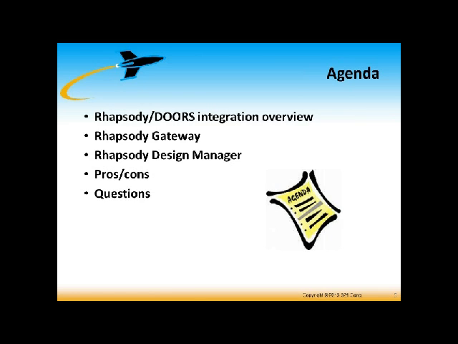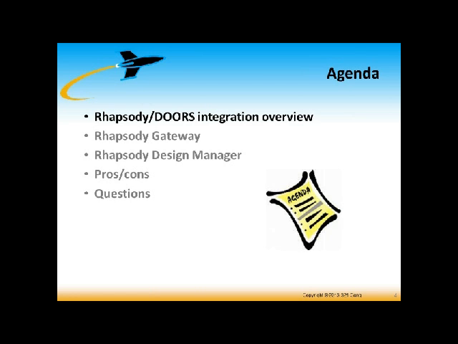And then we'll go into Gateway specifically on how to set up a project, how to do a little customization of the Gateway project, how to trace requirements, some of the caveats about it, do the similar thing for Rational Design Manager, Rhapsody Design Manager, discuss the pros and cons, and I'll give you a suggestion or two on which one you might want to use, and then I'll take your questions.